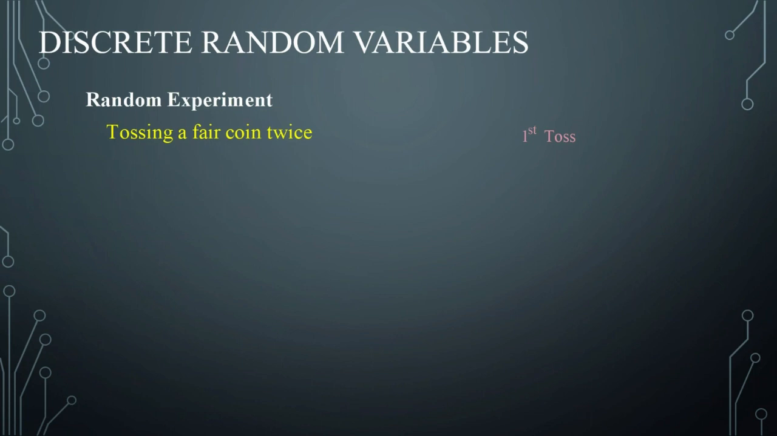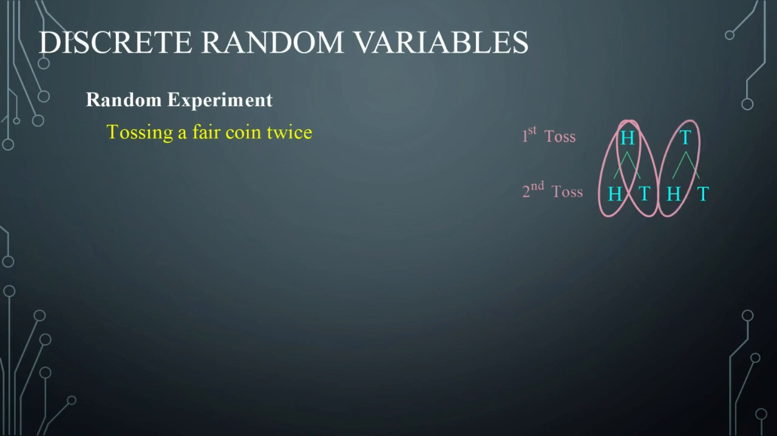When tossing a coin twice, for the first toss, we can have a head or a tail. For the second toss, if we had a head on the first, then we can have a head or a tail on the second. Similarly, if we had a tail on the first, we can have a head or a tail on the second. Then for the sample space, we have two heads, a head then a tail, a tail then a head, and two tails, which give the sample space of the random experiment given.